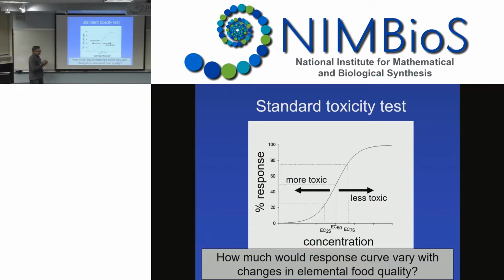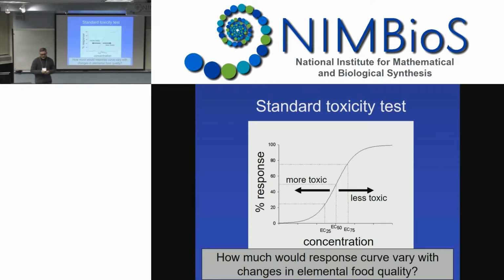So this seems to me like a relevant question for stoichiometry. How much would this response curve change with changes in elemental food quality? So imagine this is a Daphnia, and you're exposing it to a range of chemical concentrations. Would this line change if they were eating different foods?